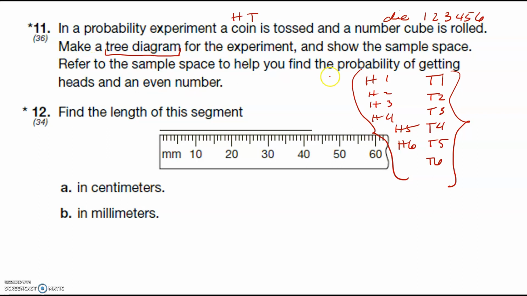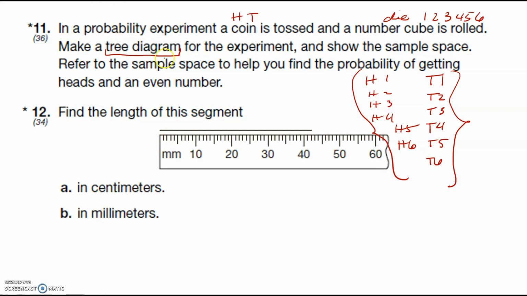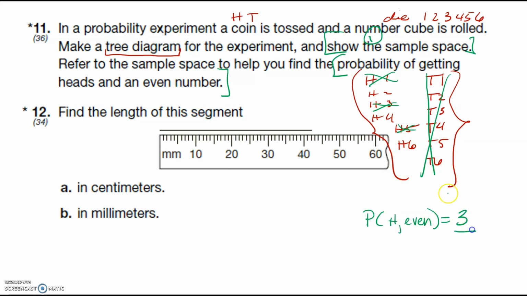And that is my sample space. And then it says refer to the sample space to help you find the probability of getting heads and an even number. So that's like a part 2 here. Part 1 is the sample space. Part 2 is the probability of getting heads and an even number. So that means that this is out, out, out, out. So the probability of heads and even is going to be 3 over, and then the total is 12. There's 6 here and 6 here. So let me divide by 3, and I get 1/4. All right, let's change colors again.